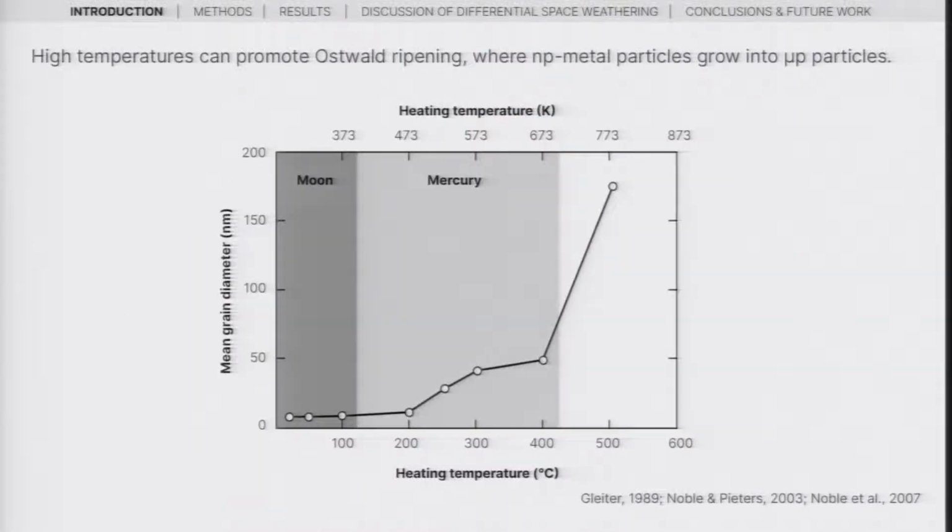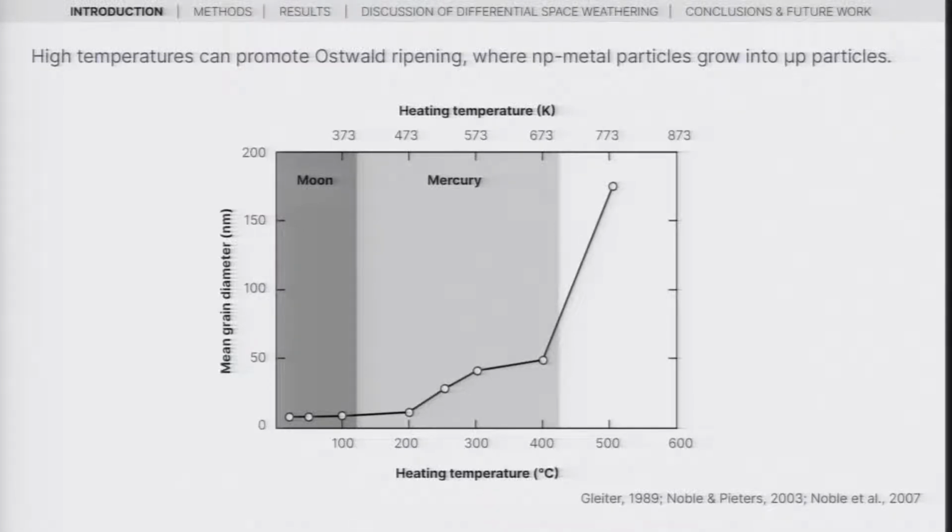And so there were some early predictions by Noble and Peters that these variations in the temperature environment, and particularly in these hot regions, you might get an interesting signature in the optical properties of Mercury's surface. Specifically, this process of Ostwald ripening, where you can grow nanophase metal particles to larger microphase particles that act as really efficient absorbers, and those can influence the optical surface. One effect would be darkening the normal albedo of the surface.